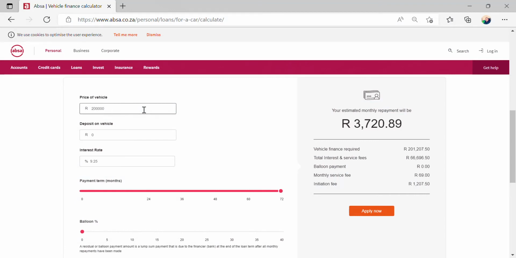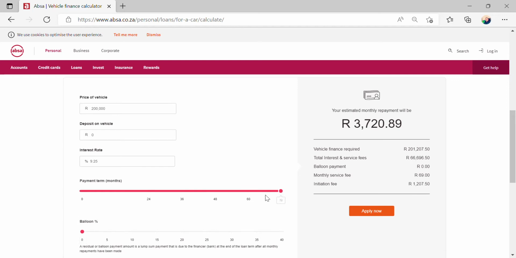Let's assume you're probably looking for a vehicle that will cost you 200,000 Rand. You have zero deposit to offer to the bank, and the bank offers you 9.2% interest rate. You see already your estimated monthly installment is calculated at 3,720 Rand and 89 cents. And the assumption again is that your balloon payment is zero.